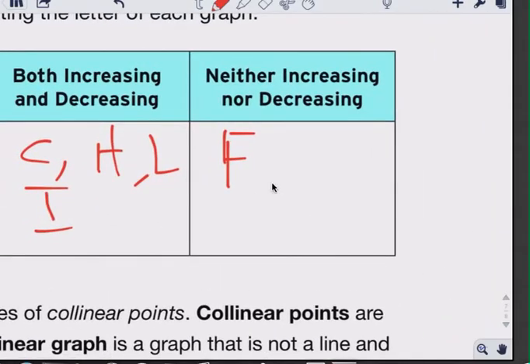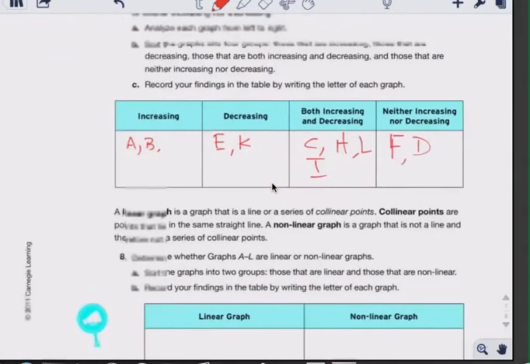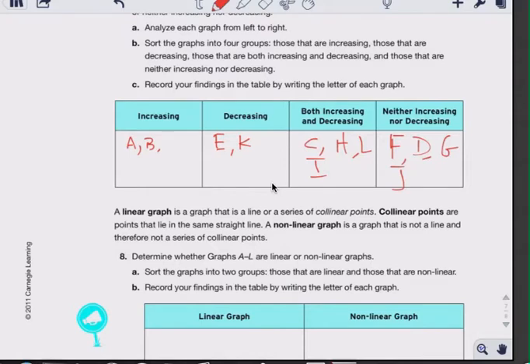Now, neither increasing nor decreasing. Let's add to the letter F. Ethan. D, G, and J. Well, if you just eliminate what's not on the other two, right? Or three. You all agree here? Did you guys all do this? All right.